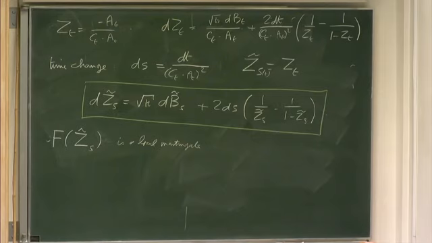So again, we want to find a function f satisfying that f of Z_s tilde is a local martingale. And because we have this representation of f as the probability of an event, essentially, if we can find one function f making this into a local martingale, it will have to be the probability of the event that we want.